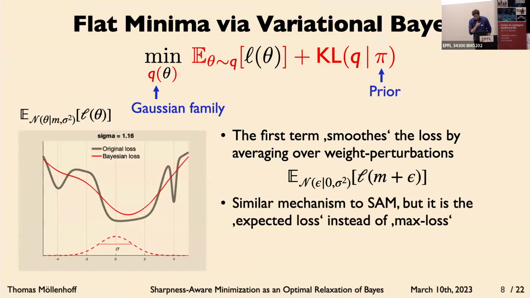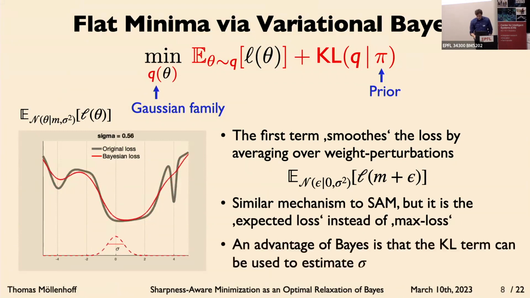And this looks like a similar mechanism to the SAM approach, but it's using the expected loss instead of the maximum loss. And an advantage of this Bayesian formulation is that this parameter sigma, which is picked by hand in SAM, can actually be estimated by optimizing the objective. That's one advantage of this formulation.